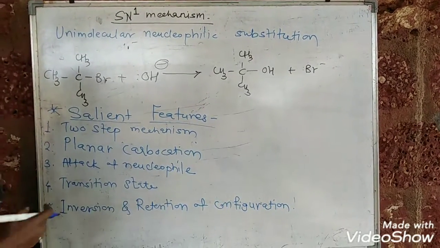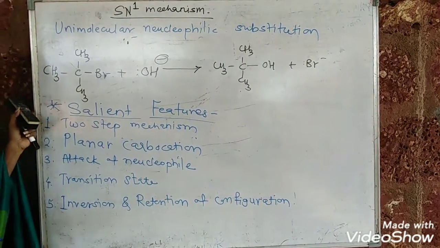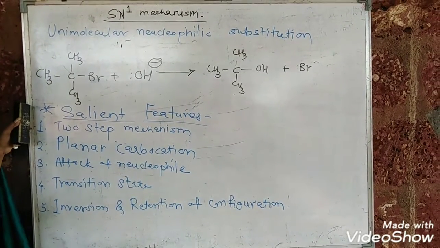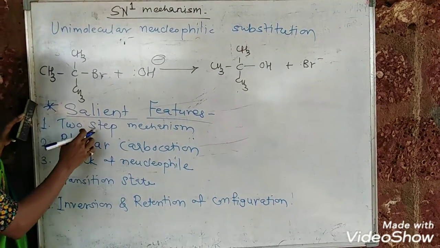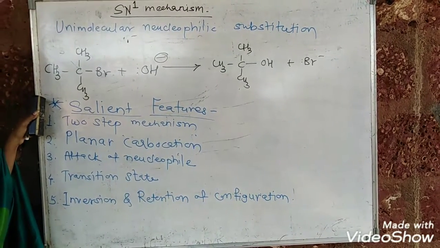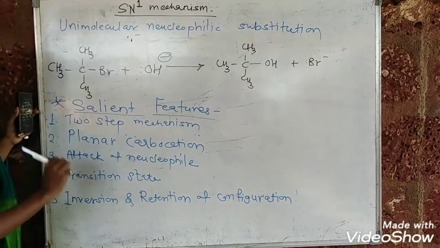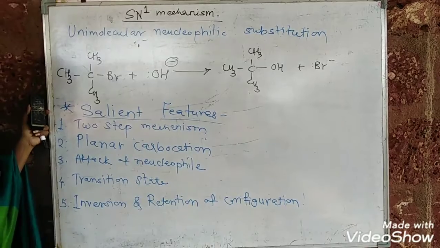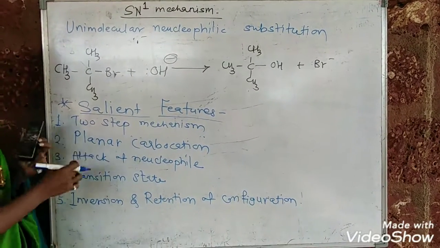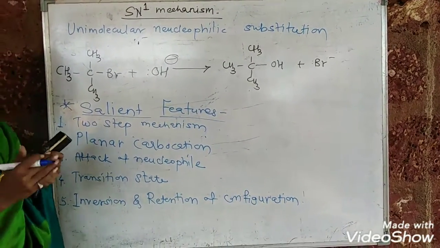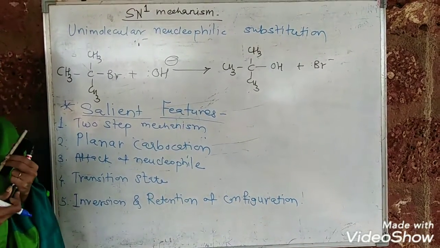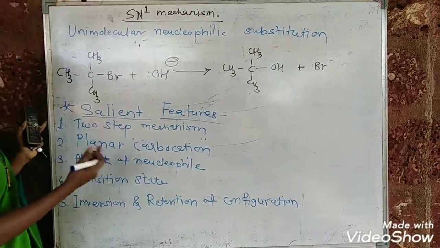There are 5 features. The first one is a two-step mechanism. We have discussed earlier that this mechanism takes place in 2 steps. In the first step, it forms a carbocation, and the attack of the nucleophile is in the second step. The second feature of the SN1 mechanism is the planar carbocation. In the first step, the carbocation is formed and the geometry of that carbocation is planar. We will discuss it further.